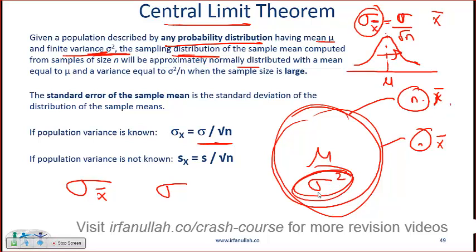Sometimes you might not know the variance of the population. So what is a proxy for the variance of the population? You pull out the sample, and the variance of the sample then is a proxy for the variance of the population. And here we are using the standard deviation.